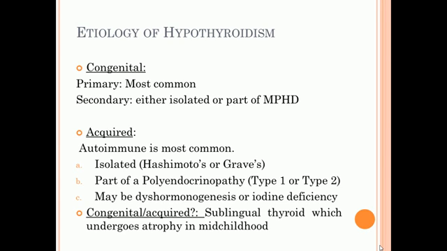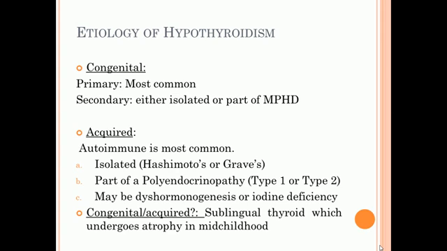Acquired, this child was normal, and then he suddenly comes complaining, or doesn't suddenly because it's usually gradual, complaining of symptoms, and you find that he's hypothyroid. Most cases will be autoimmune, okay? And in this case, it may be isolated, which is Hashimoto's or Graves. I'm putting it here, it's usually hyperthyroidism. So this really shouldn't be put here. I thought I removed it because it's an autoimmune thyroid, but it's more hyperthyroidism.